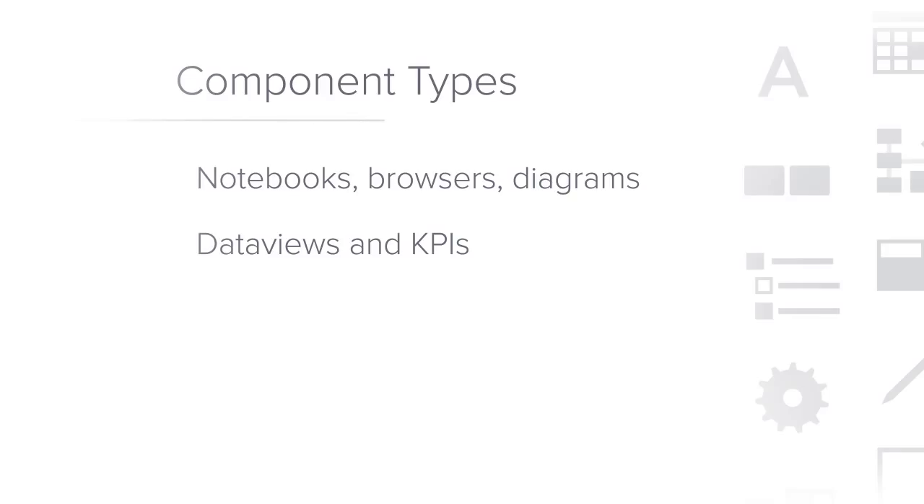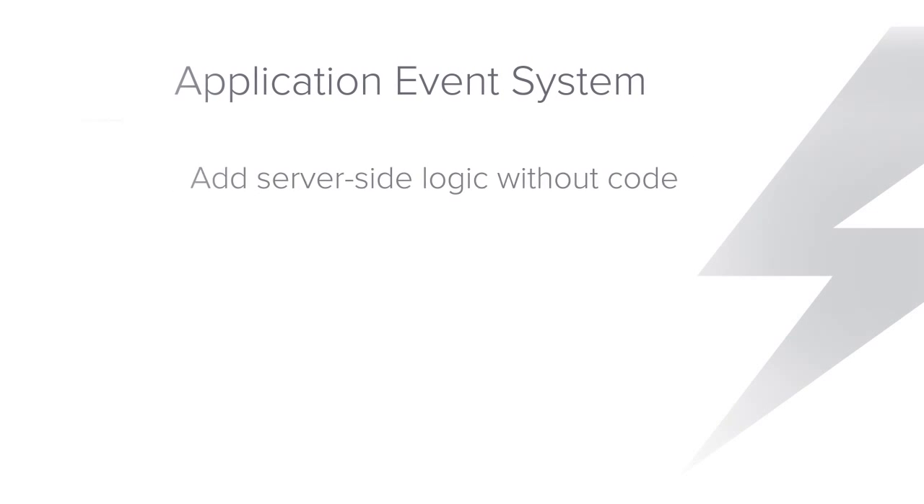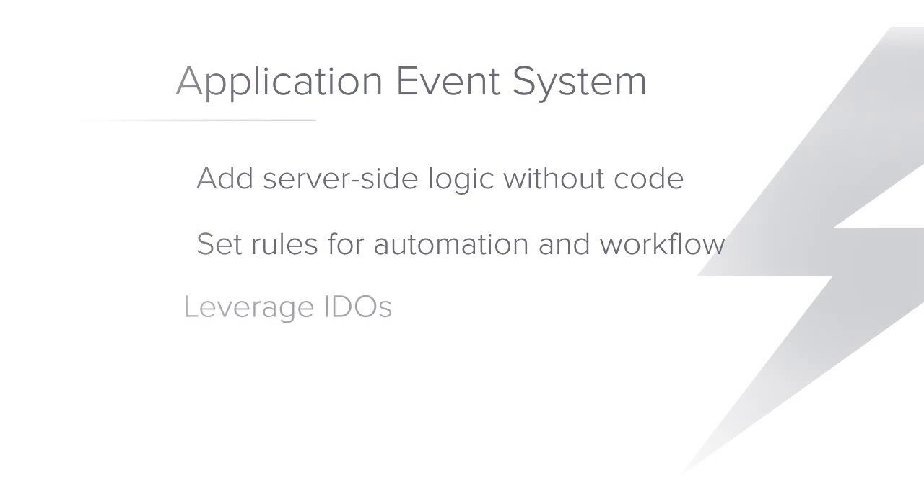Data views are available on any form providing in-place business intelligence. You can create key performance indicator graphical displays that can be added to any form. Multiple collections like parent-child that we call sub-collections. These are useful for order headers and order lines, for example. The application event system. This is a major subsystem for adding server-side logic without writing code, allowing you to set rules for automation, workflow, and integration, leveraging IDOs in a wide range of options.